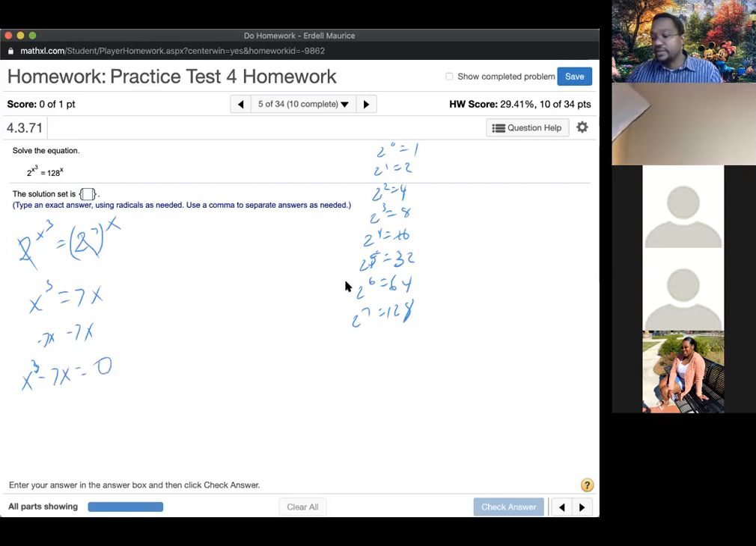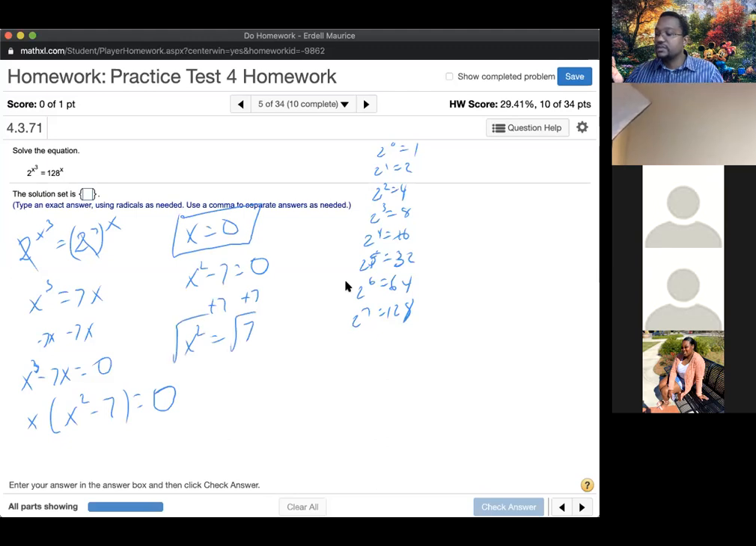x is common, so I can factor it out. So that's going to be x times x squared minus 7 is equal to 0. Therefore, x is equal to 0. That's one answer. And x squared minus 7 is equal to 0. That's another answer. Add 7. x squared is equal to 7. Square root. x is equal to plus or minus root 7.